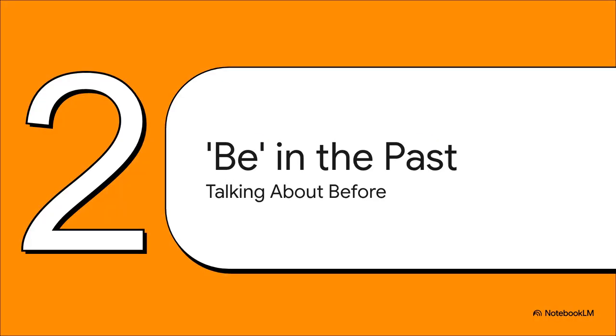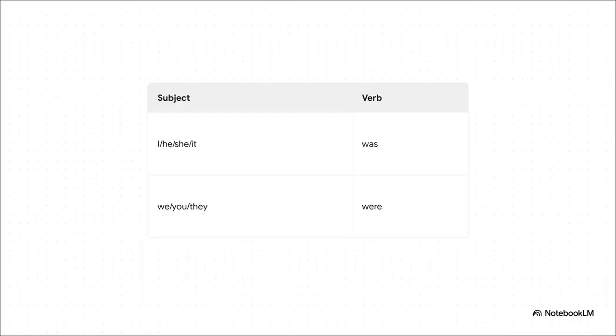Okay, so we've got the present down. Now, let's jump in our time machine and zip back to the past to talk about how to use be when we're talking about before. And here's some good news for you. The past is actually easier than the present. Seriously, you only have to remember two words, was and were. If you're talking about I, he, she, or it, you use was. For we, you, and they, you use were. That's it. Way less to keep in your head.